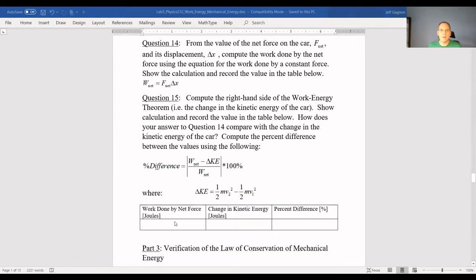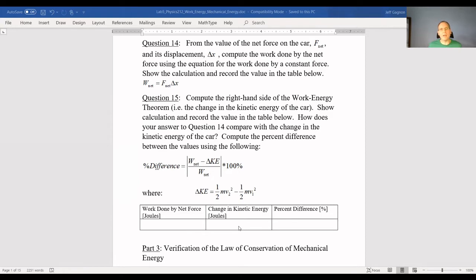So that'll go here, the work done by the net force, and the units are joules. Then, since we know the final velocity, calling it v2 here, we know the mass, and we know the initial velocity, right? It starts at rest, so it's 0. So you can compute the change in kinetic energy. So that value will go here. Make sure you show me these calculations for the net work and the change in kinetic energy.